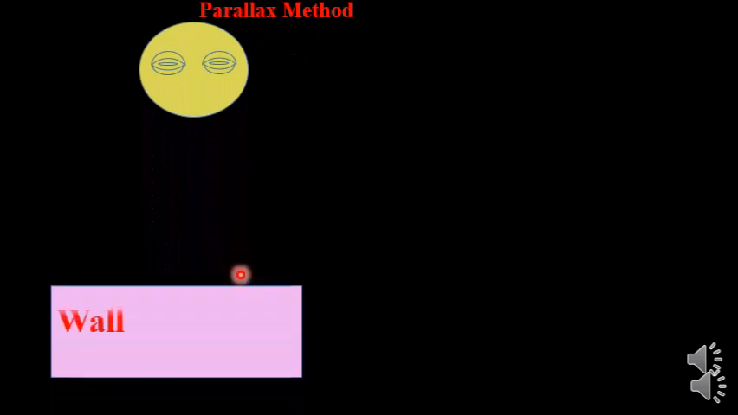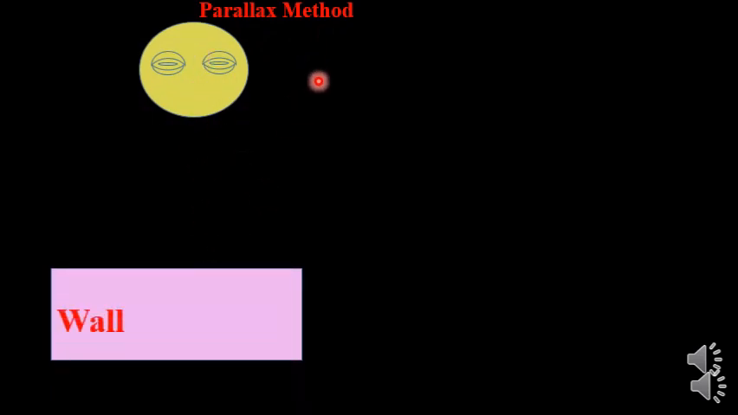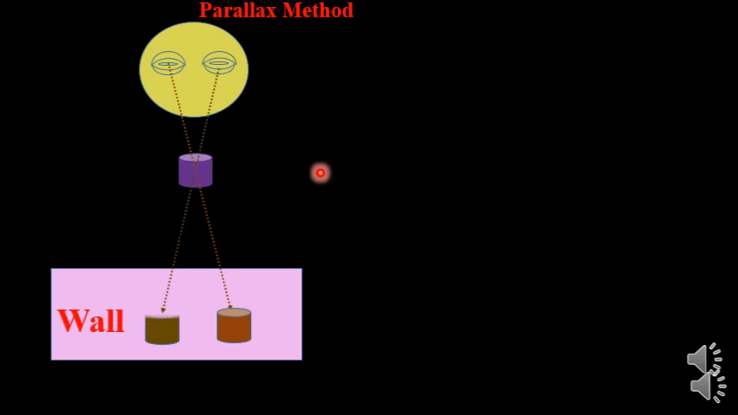Parallax method. We are facing a wall and keep one object in between. Look at the object with the right eye after closing the left eye. Then look at the object with the left eye after closing the right eye. Here we will observe that the position of the object with respect to the wall changes. This is known as parallax.